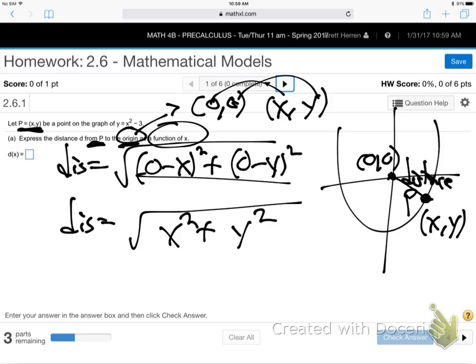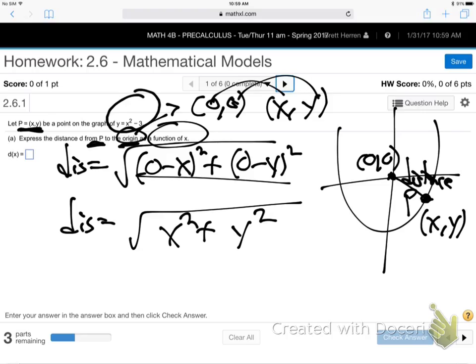I don't need to go far down the line. As a function of x. That means they don't want y. They just want x over there. As a function of x. So how do I make this only have x? What do I do with that y? Right here, it says y is equal to x squared minus 3. Right? Y equals x squared minus 3. So plug that in right there for y.